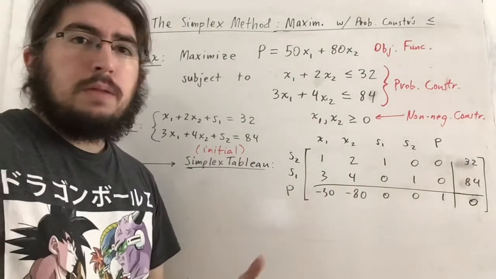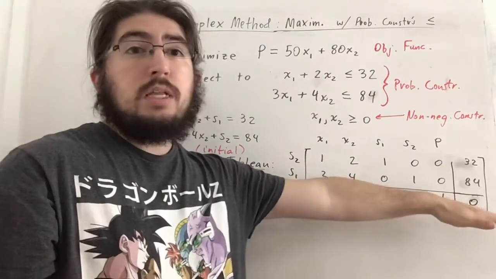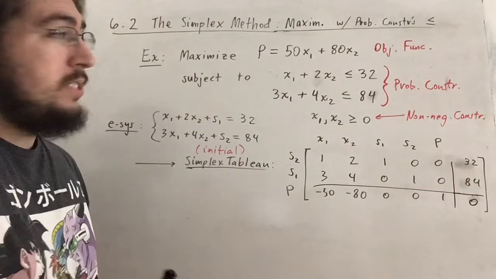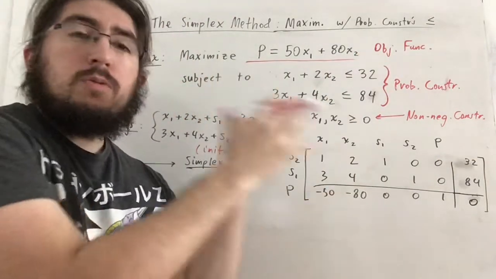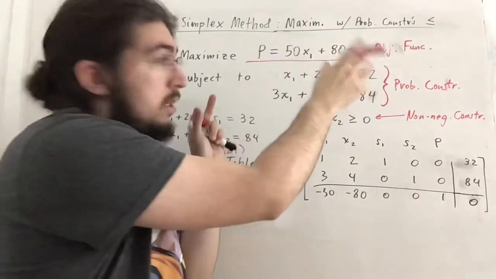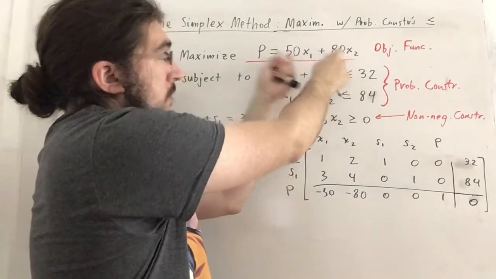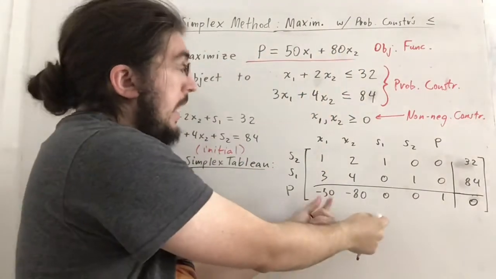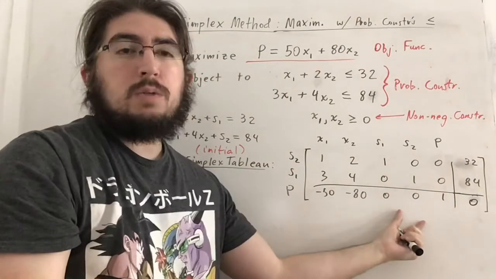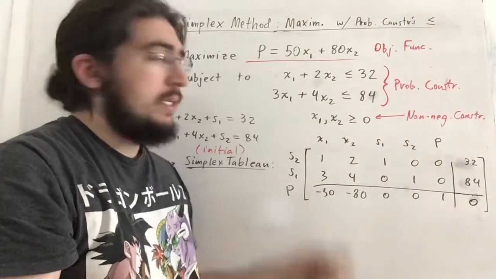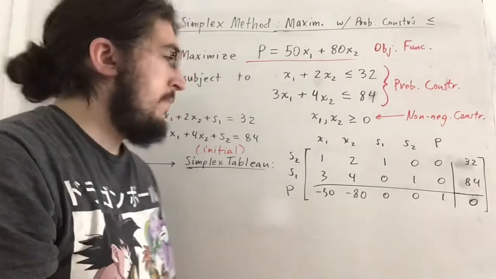Now let me try to explain the bottom row. The bottom row is really just our initial objective function, only we move things around so the zero is on the right. So I'm subtracting these terms to the side, hence the negative 50x1 and the negative 80x2. And of course there's no s1 and s2 in the objective function, so there's 0 there.